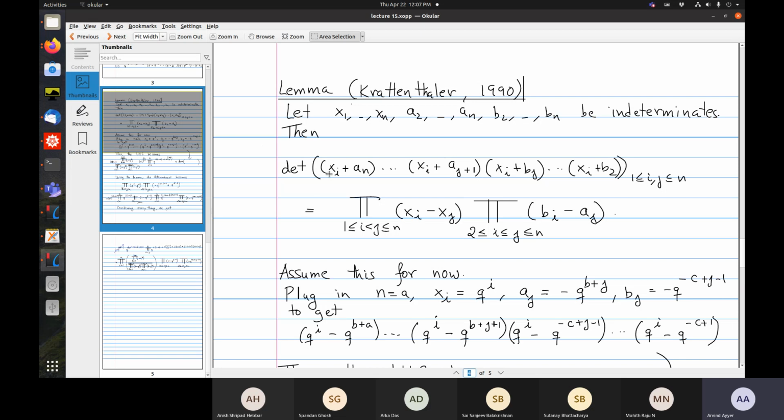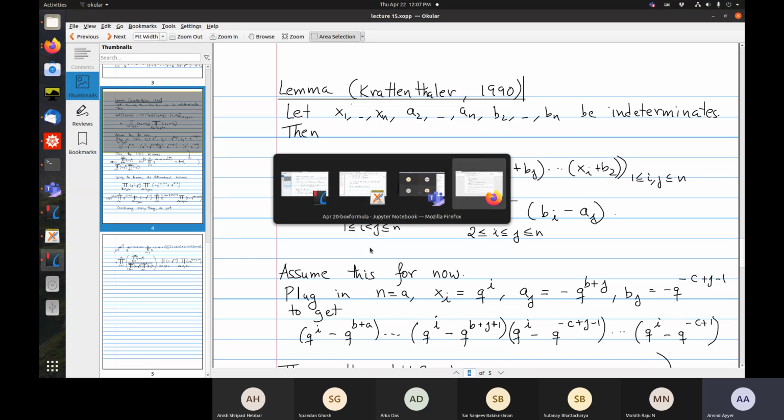commuting, and we take xi plus an up to xi plus aj plus 1, xi plus bj up to xi plus b2 as indeterminates, as the ijth entry. And then we take the determinant of that invariant matrix, and we get this van der Monde term times this product of bi minus aj. So let me show you on Sage.